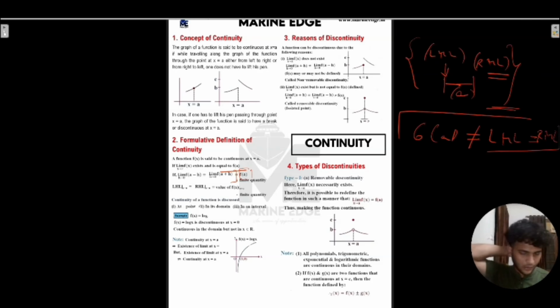All polynomials, trigonometric, exponential and logarithmic functions are continuous in their domains. Mind you, this statement is important: they are only continuous in their domains. For the points outside their domains, you have to check separately.